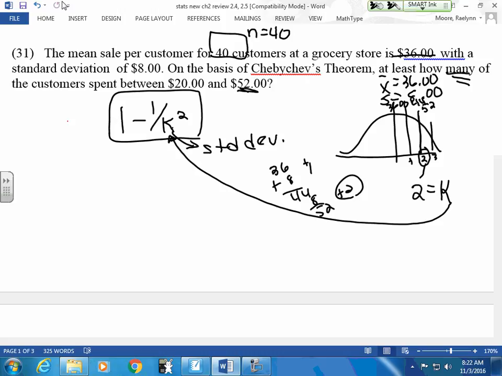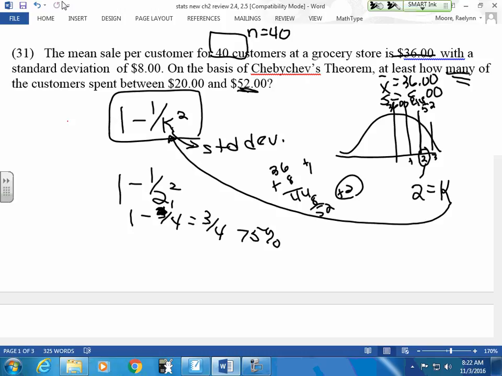So I take this 2 and I plug it into his formula. He's either going to have a 2 or a 3. So 1 minus 1/4 is 3/4, which is 75%. 75% of all customers will spend between 20 and 52. Normally, my plus or minus 2 is 95%. But because he has a skew, and we don't know where it is, his estimation is, I can guarantee you, at least 75% of those people will spend between $20 and $52.